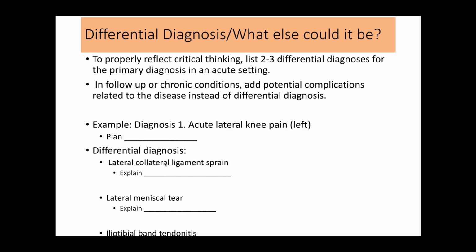So for example, another example I put here, diagnosis number 1, acute lateral knee pain, plan, differential diagnosis: lateral collateral ligament sprain, and explain it. Lateral meniscus tear, explain. Iliotibial band tendonitis, and explain.